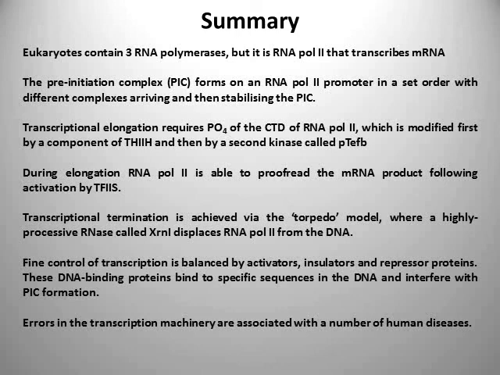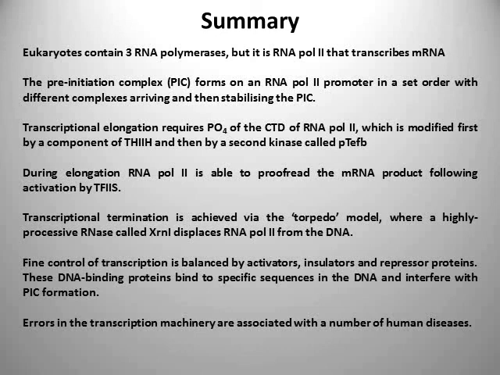Once you've got recruitment of the preinitiation complex, elongation is kicked off by phosphorylation of the C-terminal domain of RNA pol 2. Different factors, including TFIIS, which is involved in proofreading, are then recruited to the RNA polymerase complex, which is kick-started by phosphorylation by P-TEFb. Termination is achieved via XRN2 and this torpedo mechanism, which works by recognising RNA which doesn't have a 5' cap. And fine control of transcription is achieved via these activators, repressors and insulator proteins, these DNA binding proteins, which can bind very far away from the promoter but still exert an effect on expression of a gene.